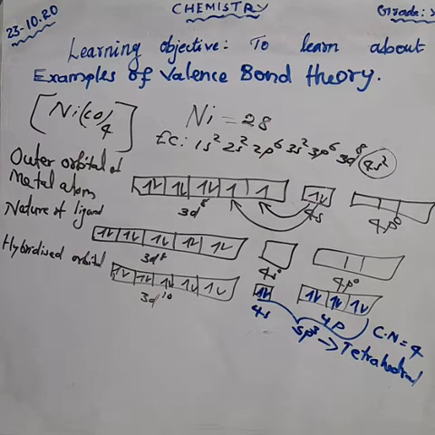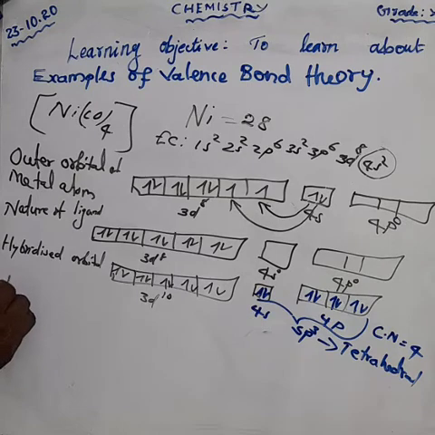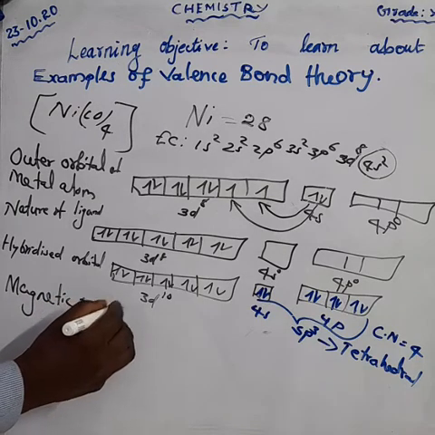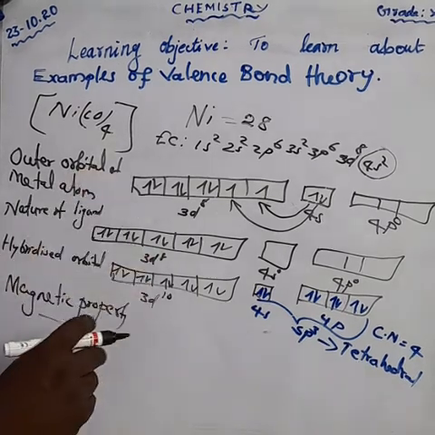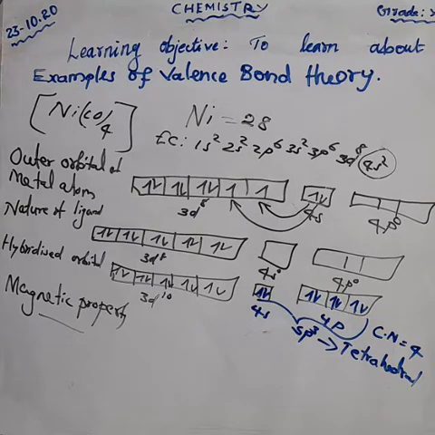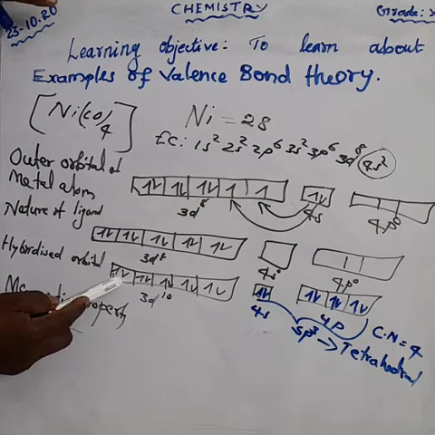Here, we should calculate the magnetic property. We have one formula. What is the formula? It uses the number of unpaired electrons. How many unpaired electrons are there? We should calculate the number of unpaired electrons. Here, is it paired?